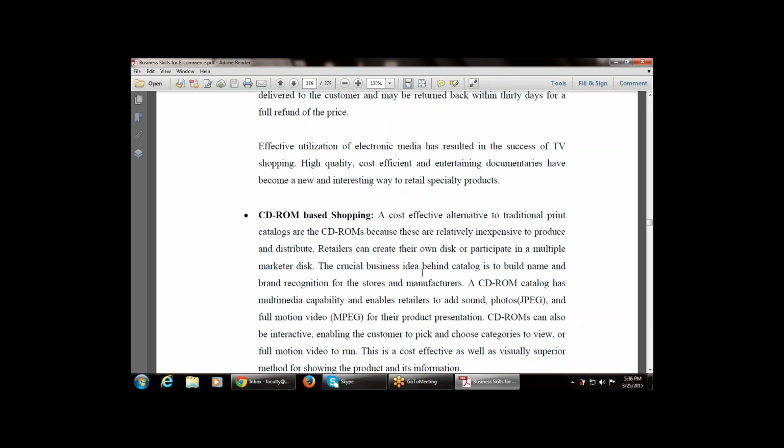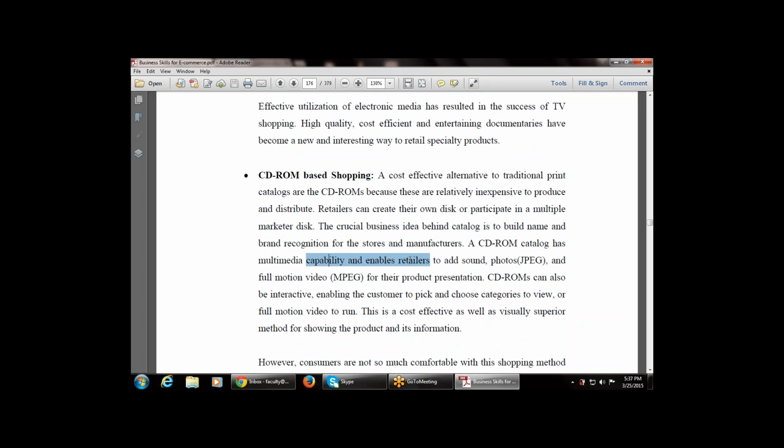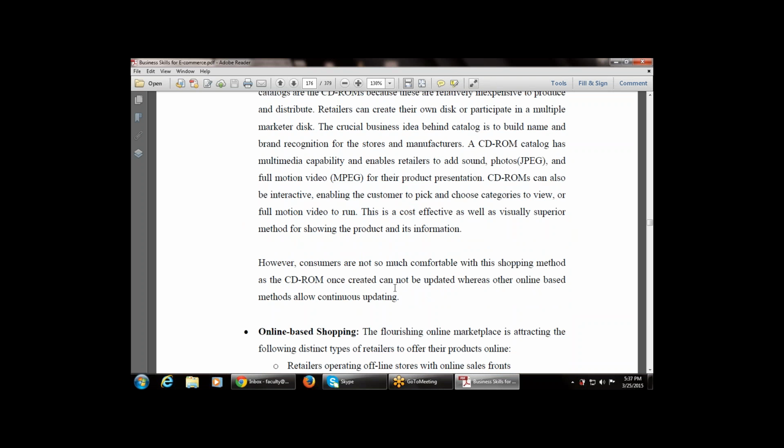The crucial business idea behind a catalog is to build name and brand recognition for the stores and manufacturers. A CD-ROM catalog has multimedia capability and enables retailers to add sounds, photos, and full motion video for their product presentation. So this is also one of the major tools used for e-retailing.